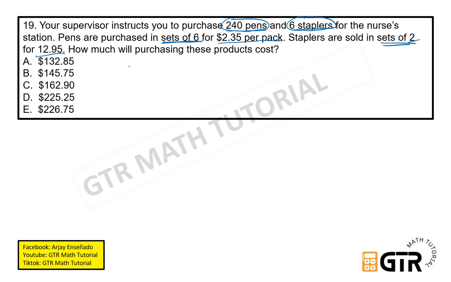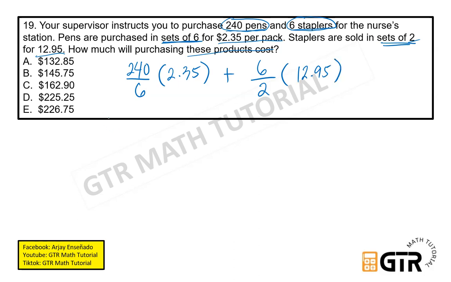So 240, i-divide lang natin. 240 divided by 6. Tapos i-multiply natin sa cost. 2.35 per pack. So multiply natin sa 2.35. So ganun din yung sa stapler. So i-add lang natin dahil hinahanap how much will purchasing this products cost. Magkasama na dapat. 6 staplers ang bibilhin tapos set of 2. So 6 divided by 2 multiply sa kanyang cost na 12.95. Okay, so manual lang natin yan.